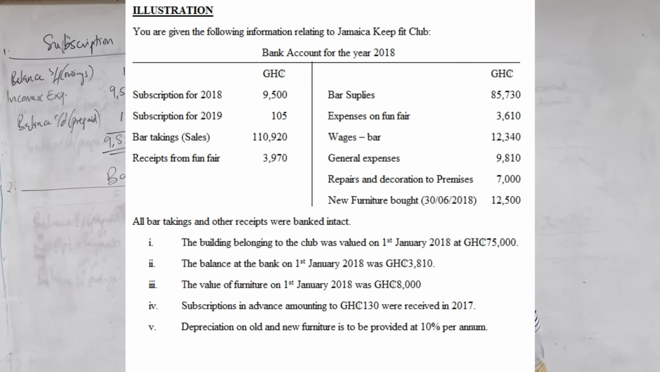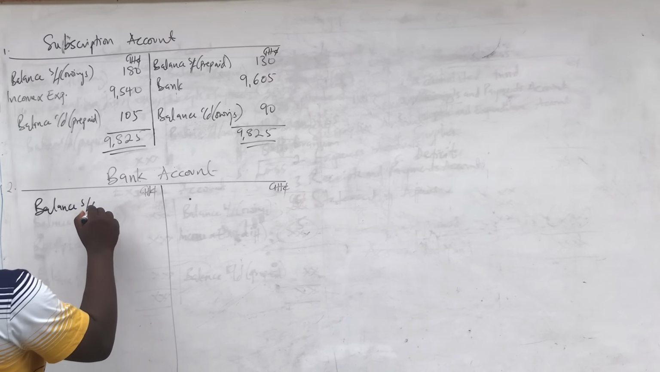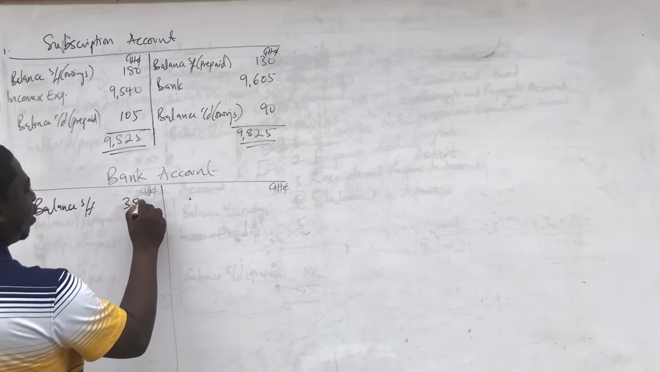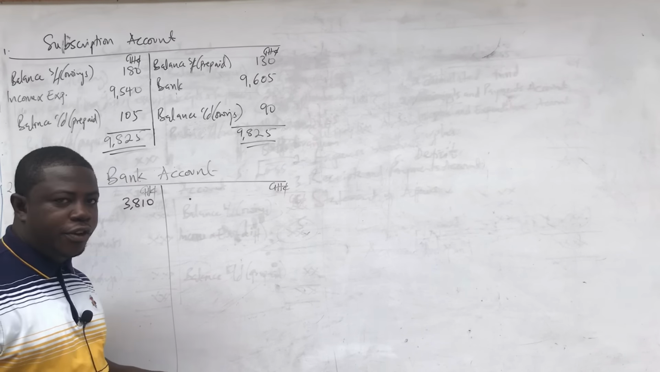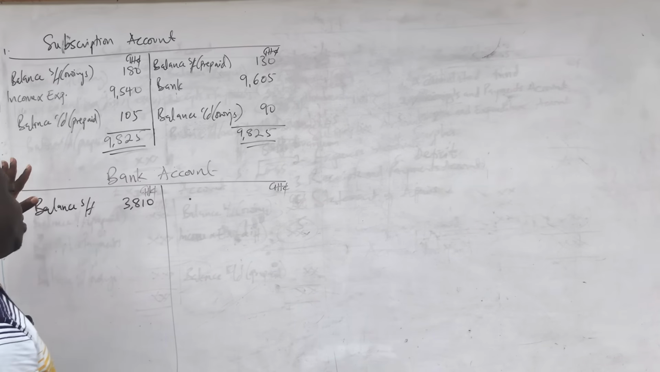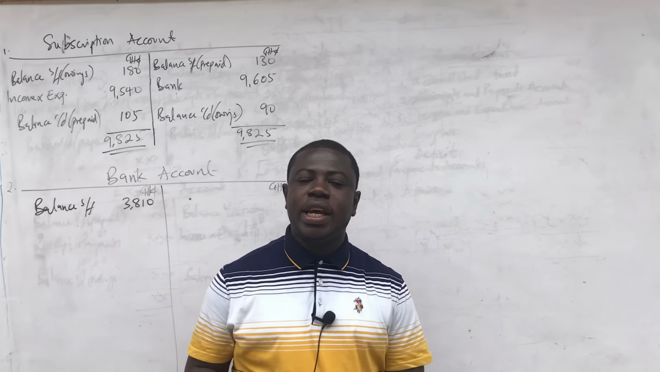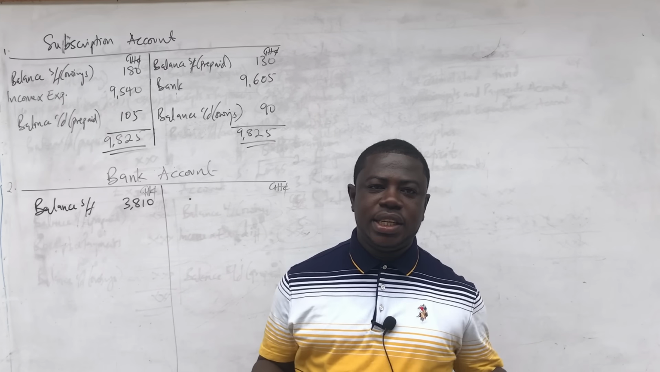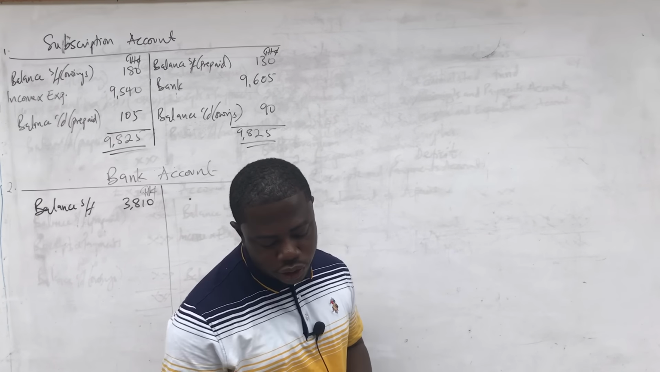And so with the bank account, we were told in the additional information that it has an opening balance on 1st January of 3,810. And so there will be a balance brought forward of 3,810. So once you put in the balance brought forward, the only thing that is left for you to do is to list back all that they have given you again, as simple as ABC. So it's not anything difficult, just that they want to increase the load of your work. That is all. So let us begin to list them again.